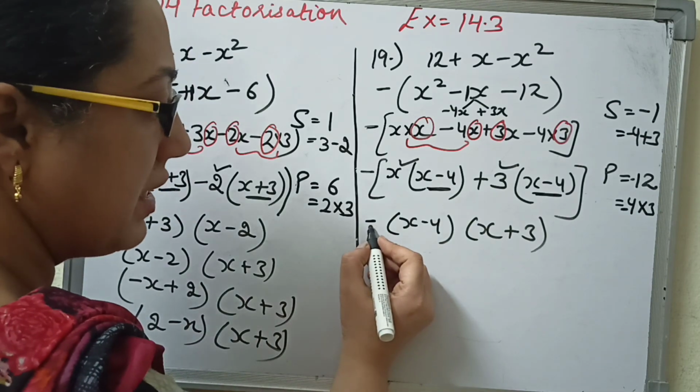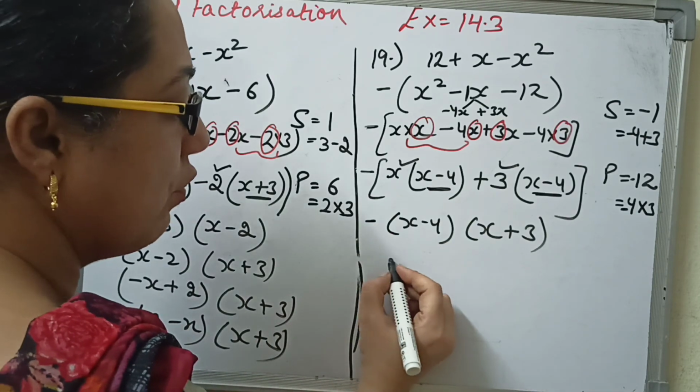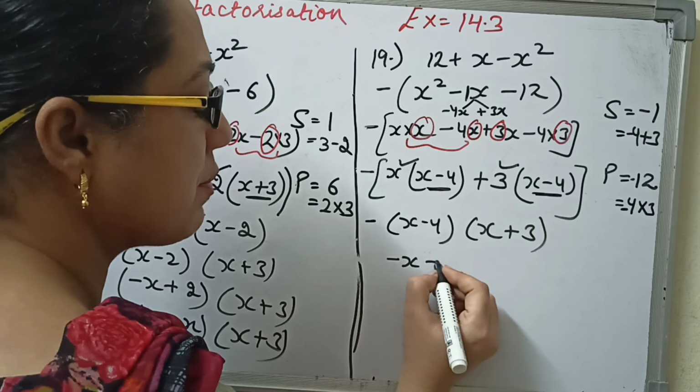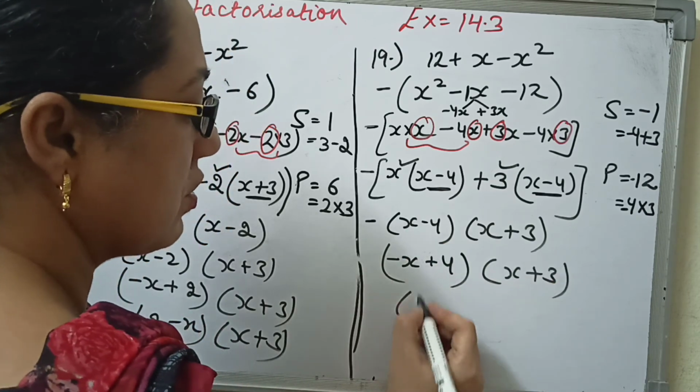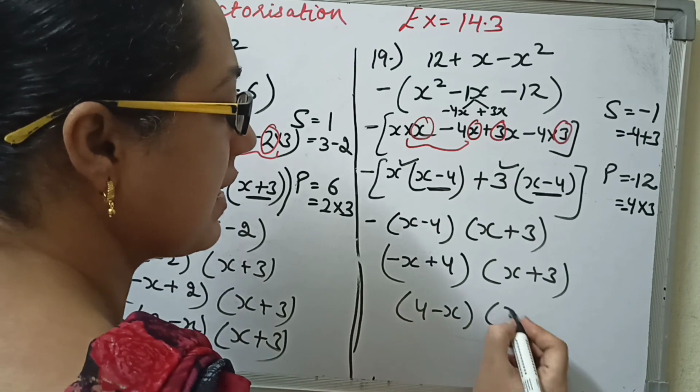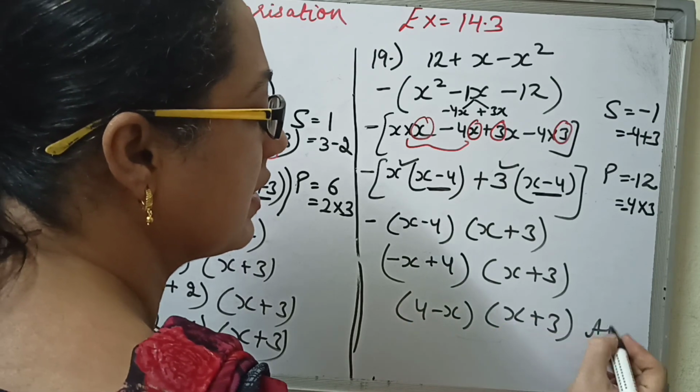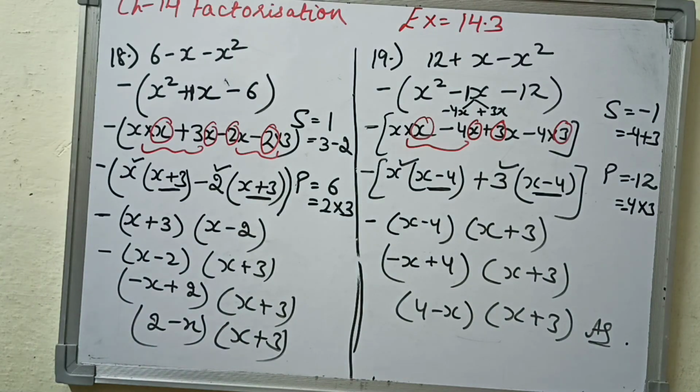Now multiply minus with x minus 4, we get minus x minus minus plus 4, and it is x plus 3. So it can be written as 4 minus x and x plus 3. These are the factors of sum number 19.